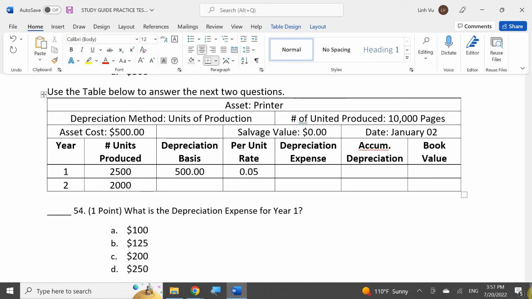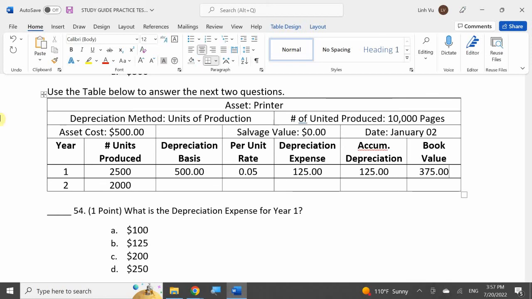0.05, okay? So if I were to produce a total of 2,500 pages as of year one, how much is my depreciation expense going to be for the first year? $125, right? That's 2,500 times the 5 cents, and you're going to get $125. So what's my accumulated depreciation? The first year is 125. Good. So that will bring my book value to 375. You're going to take your asset cost of 500 minus the accumulated, which is 125, and that gives you 375.